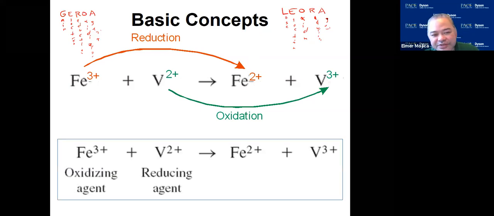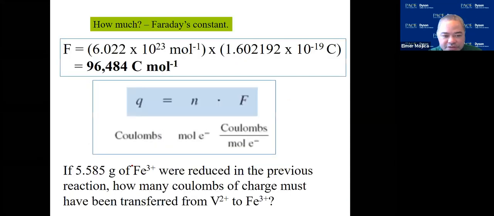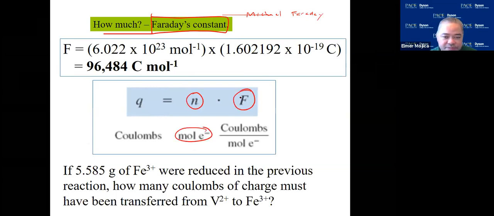So what we have here is a redox reaction. If you look at this, this is your oxidizing agent, and this is your reducing agent. Now, you may ask, how much charge is involved there? You are introduced to the concept of the Faraday constant, in honor of Michael Faraday, who revolutionized the study of redox reactions. And how do we determine this charge? We just multiply the number of moles that we have by the Faraday constant.